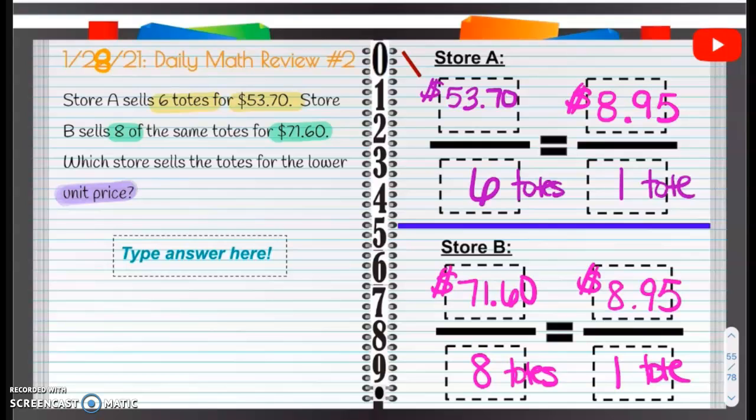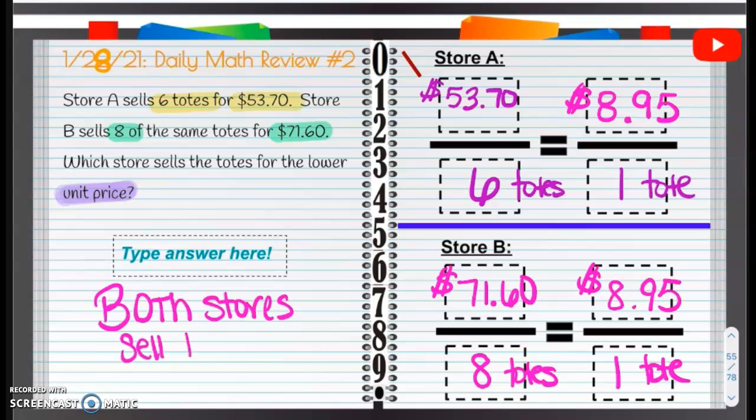$8.95. So guess what? They both are for the same price. Both stores sell them for the same price. So, which store sells them for lower unit price? Neither. Both stores sell them for the same price.